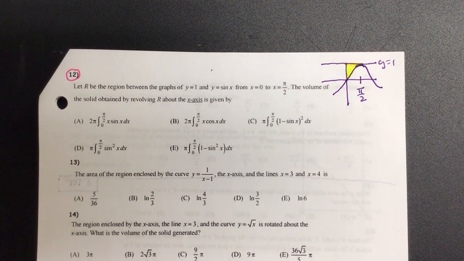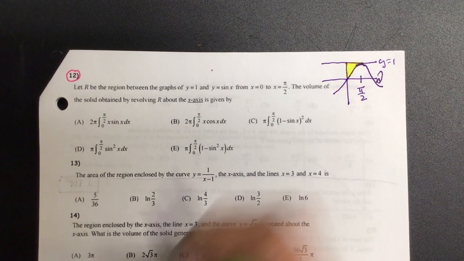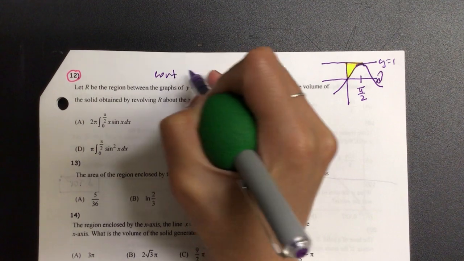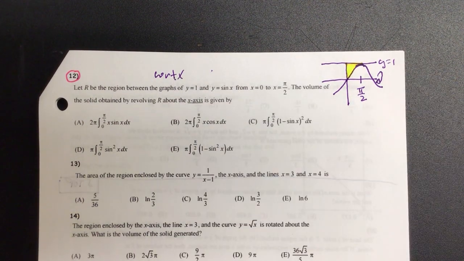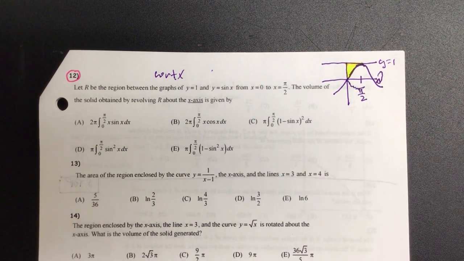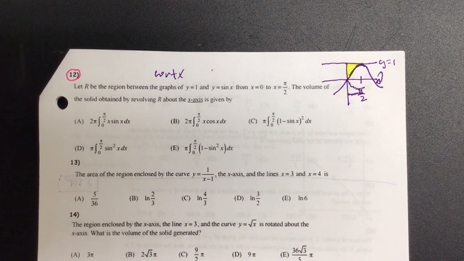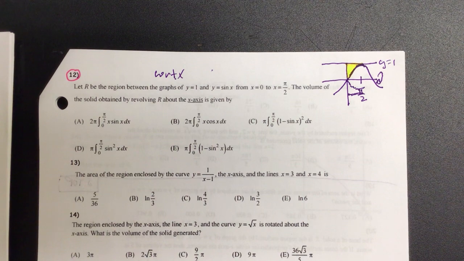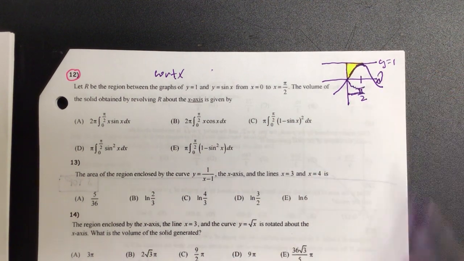What are we rotating around? X-axis. So we're looking at with respect to the x again. So if I were to rotate in that manner, this is going to map in this way. So would this be just a circle or a washer? Will it just be a circle? Is there a gap anywhere? Anywhere there's a gap, it's going to be a washer.